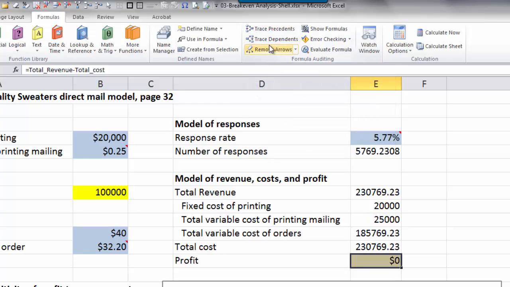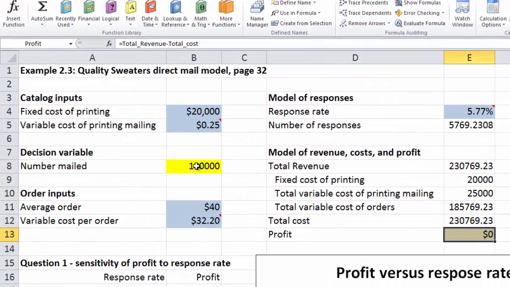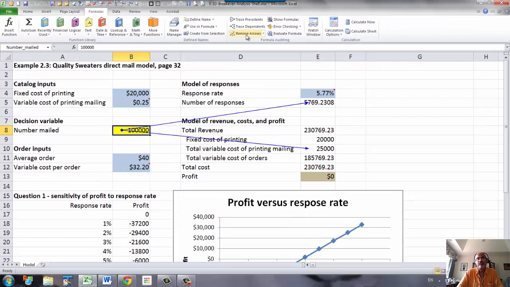Let's remove the arrows. Trace dependents would show in which cells a given cell is used as input. So let's take this cell and say trace dependents, and it gives you the cells in which this is used as input. So trace precedents and trace dependents are very useful for debugging. If there is a bug in the program, or an error, they help you find where the errors are and how to fix them.